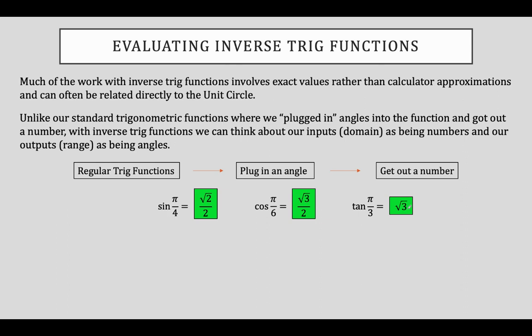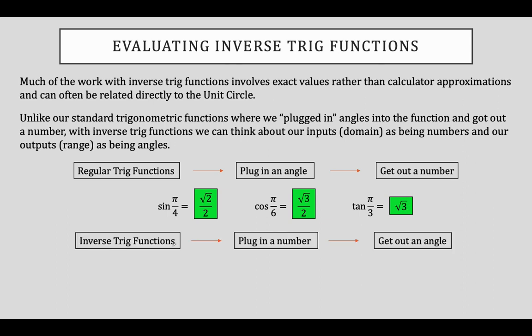For inverse trig functions, we have the inverse of that. We plug in a number, and we are going to get out an angle. So our range, our outputs, we can think of those as being angles. For example, if I ask you to find the inverse sine of root 2 over 2, this is going to be the angle that has a sine value of root 2 over 2. Well, take a look at what we saw up here. The answer, in this case, is going to be pi over 4.